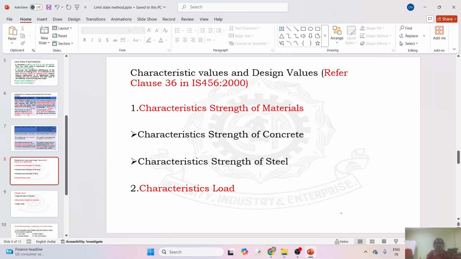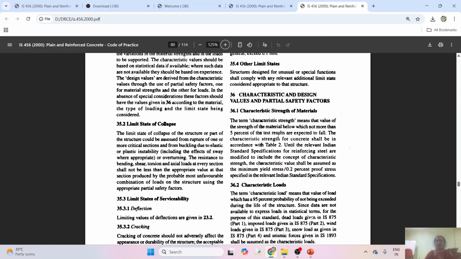The next one is characteristic values and design values. Refer to IS 456 clause 36. Characteristic and design values and partial safety factors are given in clause 36 in IS 456 2000.